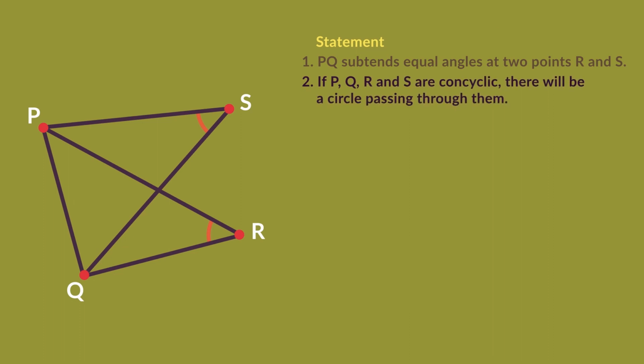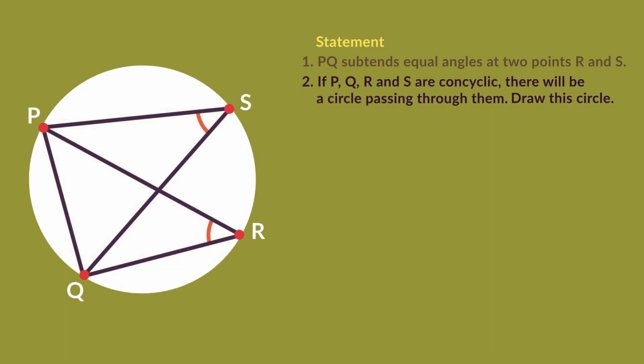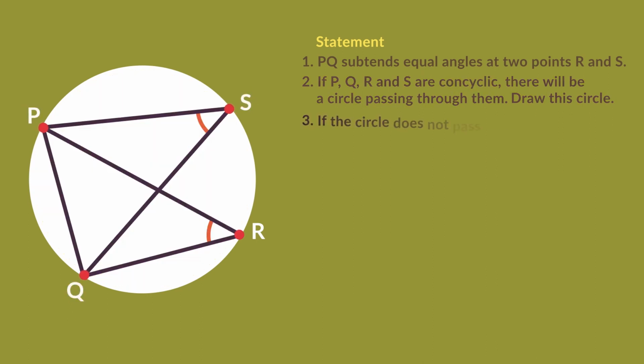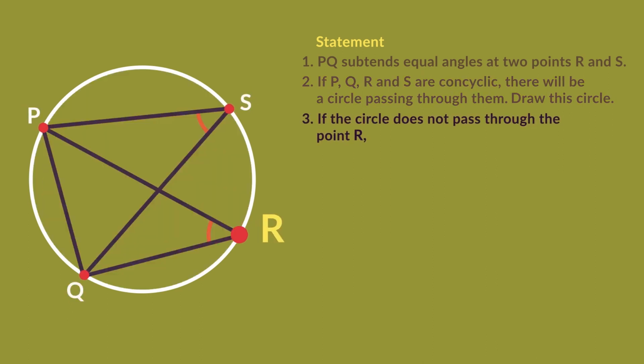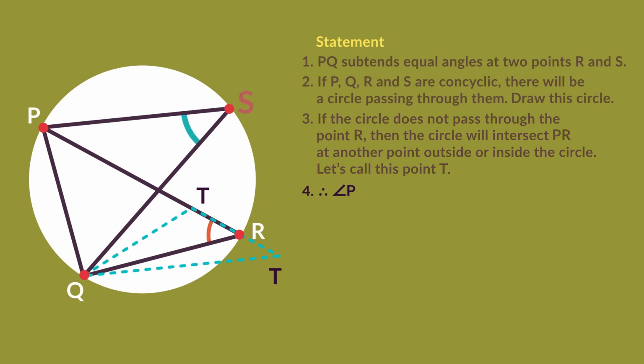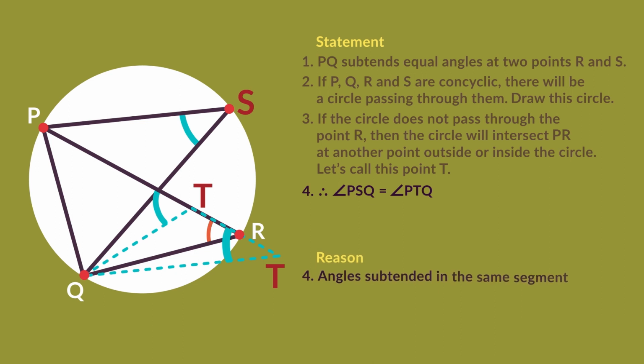Let's assume for now that they do fall on the same circle and draw in the circle. We know that any 3 of these points are concyclic, so P, Q, and S must fall on the same circle. If R doesn't fall on the same circle, then a point T on the line PR or an extension of the line PR will. Then we can say angle PSQ will be equal to angle PTQ because these will be angles in the same segment subtended by PQ.